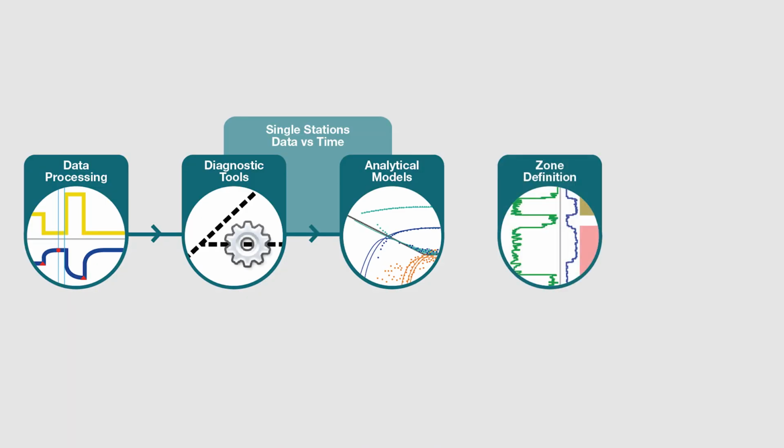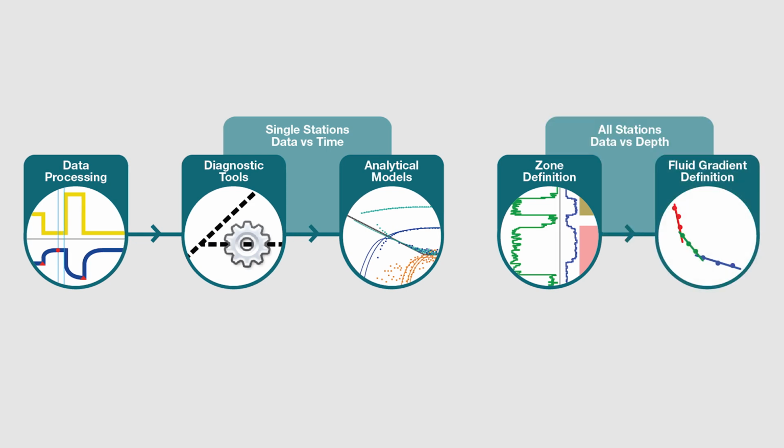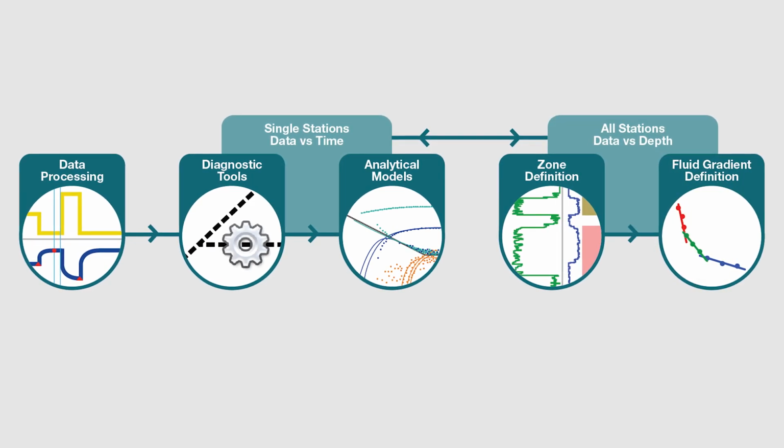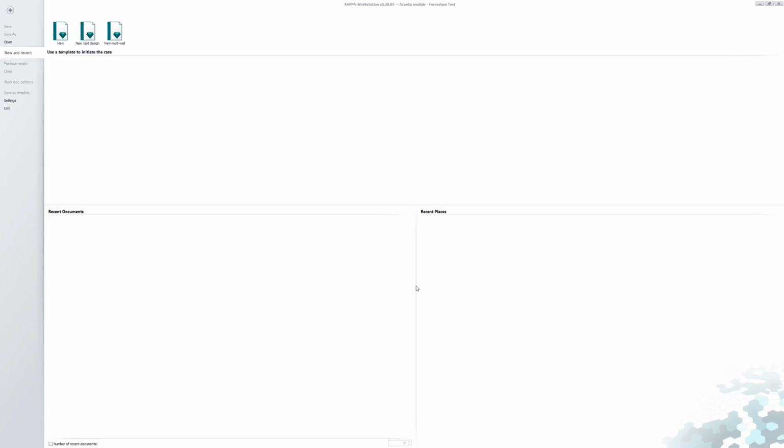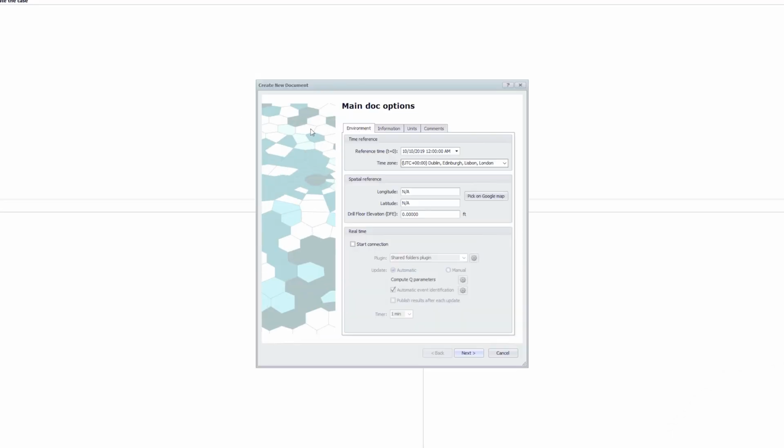This video shows the processing and interpretation of a formation test in Azurite. Clicking on the FT icon launches Azurite from the KAPPA-Workstation. A new document is created by clicking on the icon labeled blank. First, the main document options are defined.